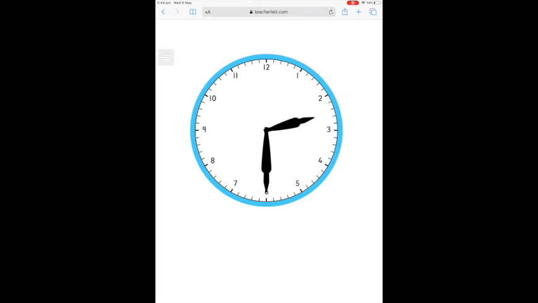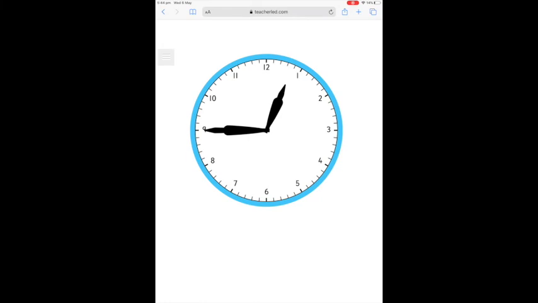Let's have a look at 1:15. If I want to know what the time was 30 minutes earlier, I am going to move my minute hand backwards around the clock for 30 minutes, counting by fives. Count with me. 5, 10, 15, 20, 25, 30.